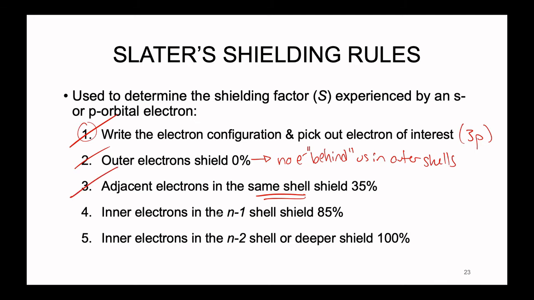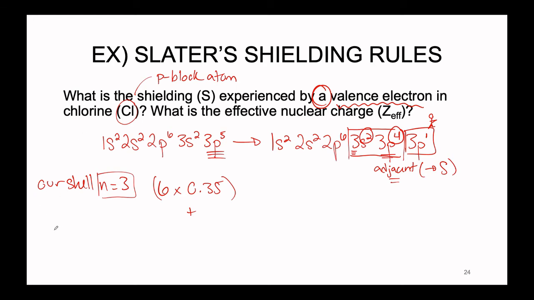So this is check. Inner electrons that are in the n-1 shell are going to shield us 85% of the time. Well, if our current n is equal to 3, this means that the first inner shell is going to be n equal to 2, right? This is n-1. So now we have to work our way deeper into the atom. We're looking at the inner electrons in the next shell, where we can see that there are a total of 2 plus 6 equals 8 electrons that are in the n-1 shell, and we're going to see these 85% of the time.